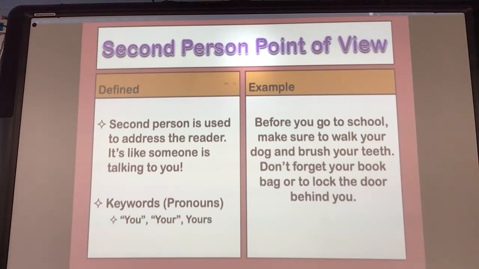Wait, is this another one? Because in the video that we watched, they mentioned this one briefly. This is the one that we won't necessarily do a whole bunch with. Okay, it's not a very commonly used point of view. But I thought we were gonna do third person.